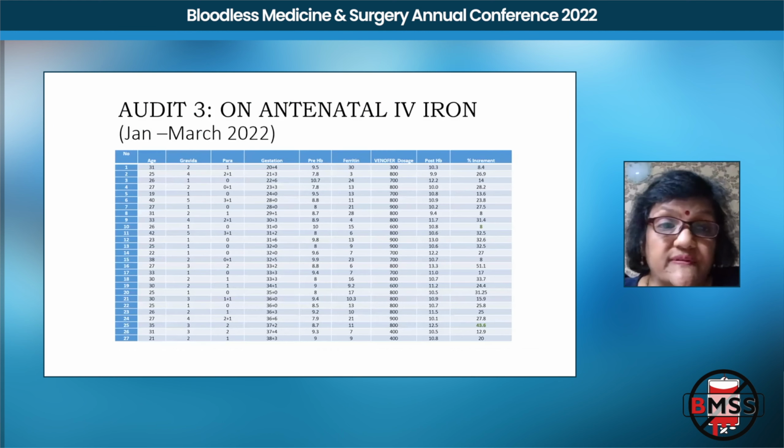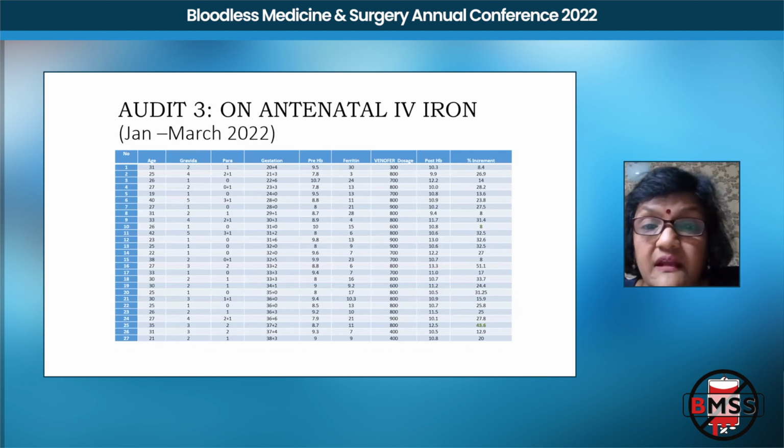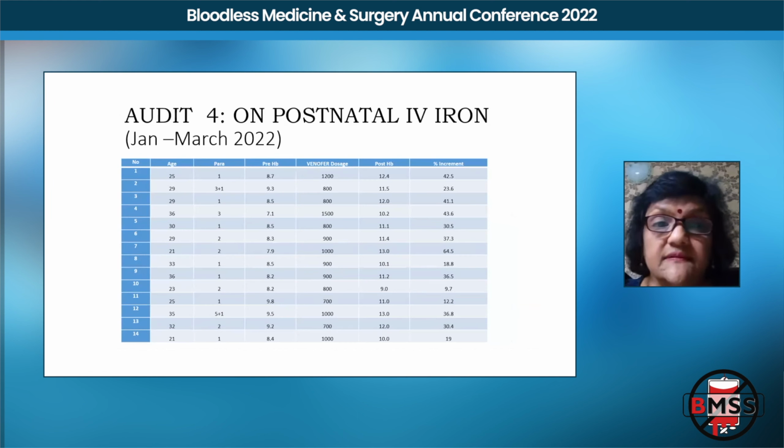A third audit was done recently, and this looked at the improvement of hemoglobin with antenatal iron infusion. And we have mothers of different age groups and different parity at different gestational age who came in with a HB of 7.8 up to a HB of 10. And these mothers were actually given IV iron, and their increment of hemoglobin was from 8 to about 42%.